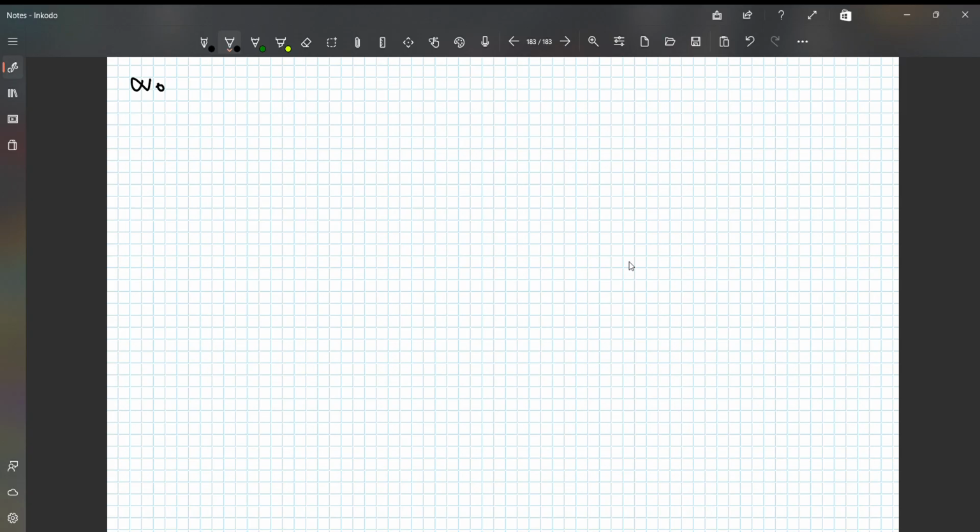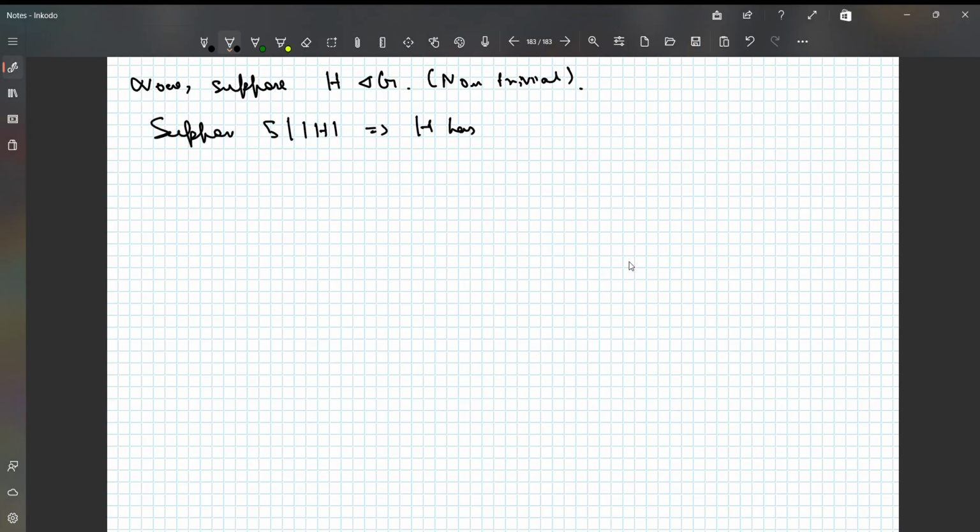Now suppose H is normal in G. Okay, suppose H is normal in G, and H is a non-trivial normal subgroup. So it's the non-trivial normal subgroup we are speaking about. Suppose 5 divides the order of H. Then by the Sylow theorems, this implies H has a Sylow 5-subgroup.